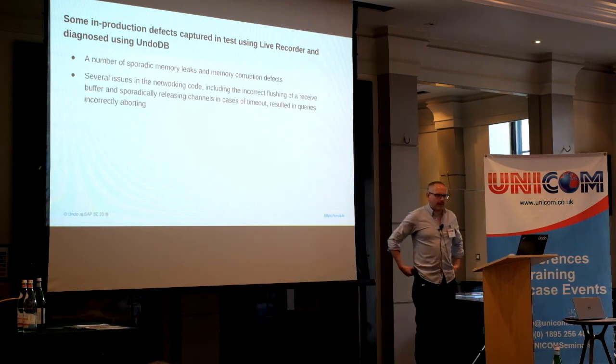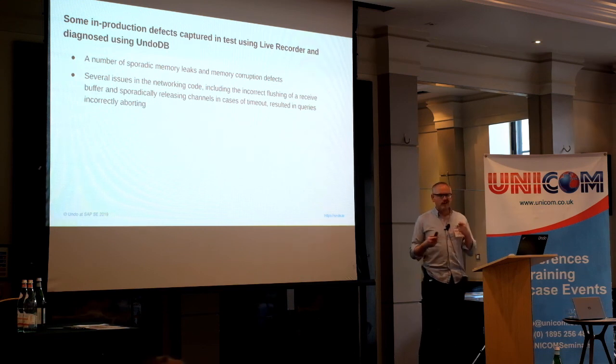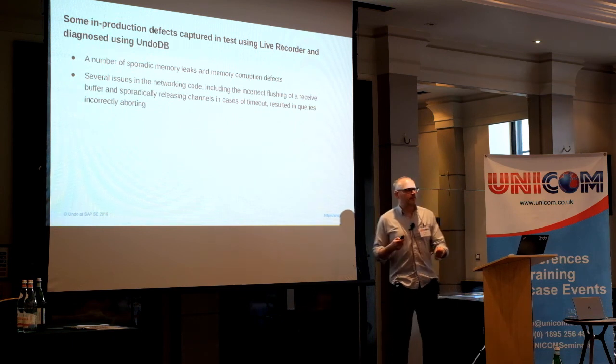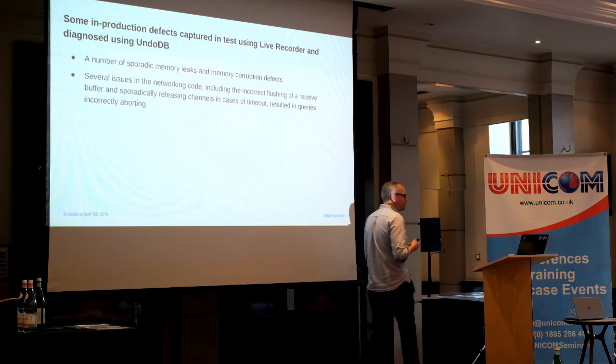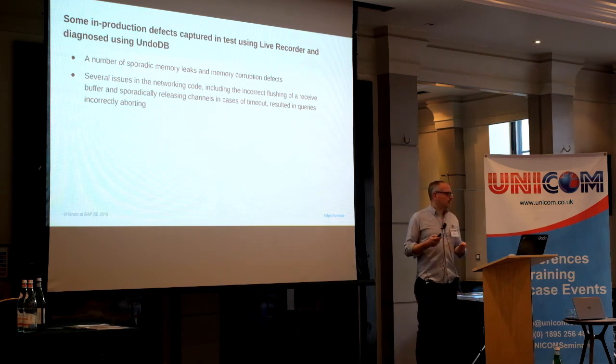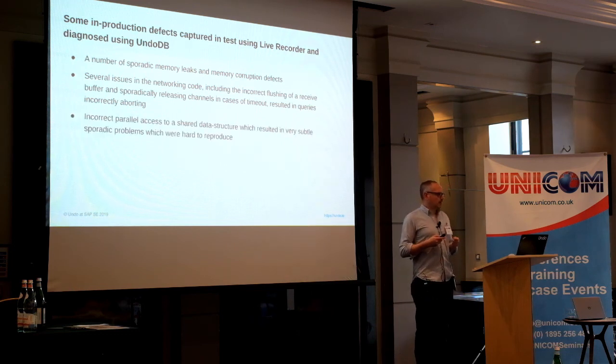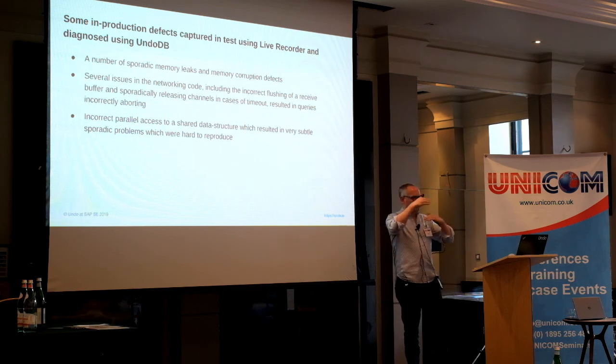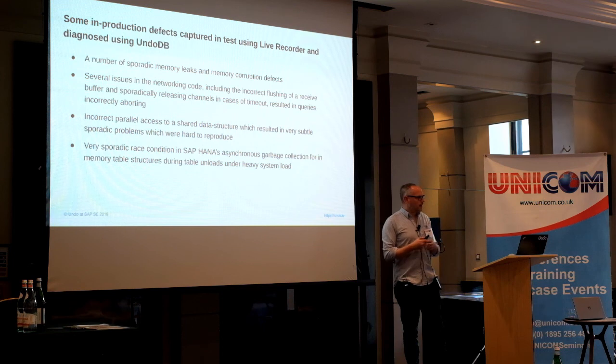A lot of issues in the networking code. These are timing dependent things and asynchronous things. Again, they're often the causes of these intermittent failures, one time in 100 type problems. They had a lot of code using shared memory and shared data structures, and there were a lot of very subtle, sporadic problems with badly managed parallel access.